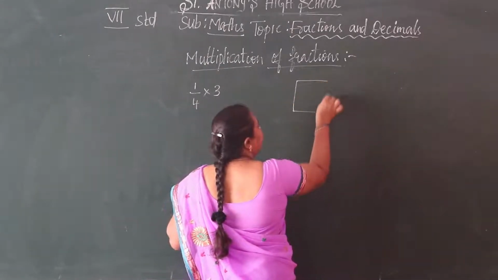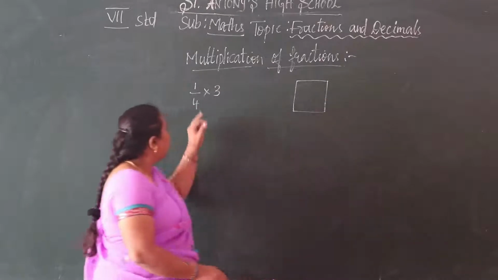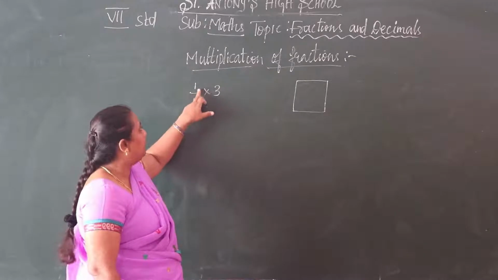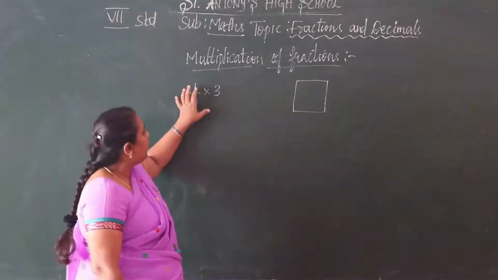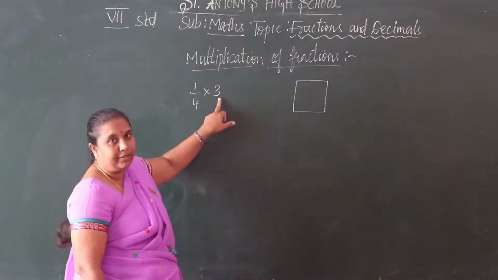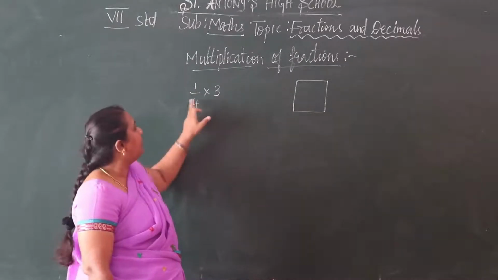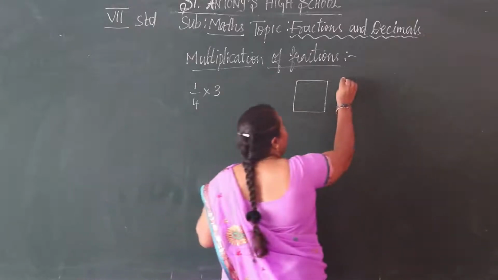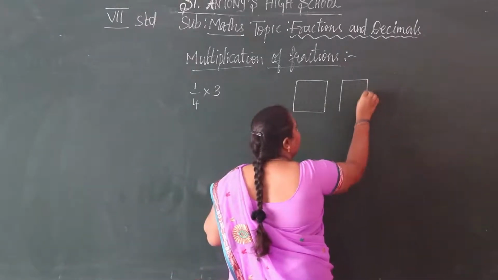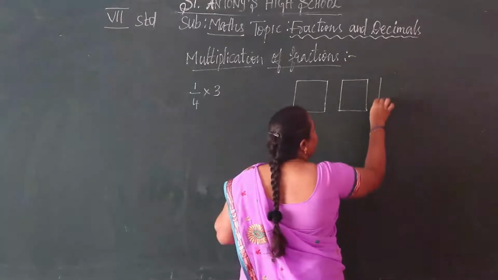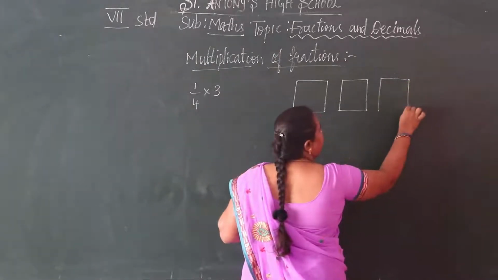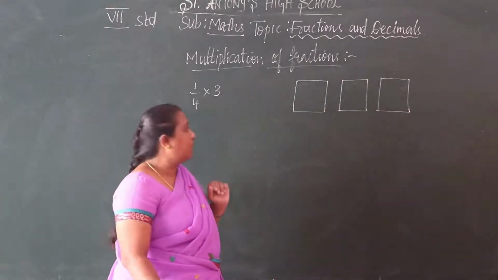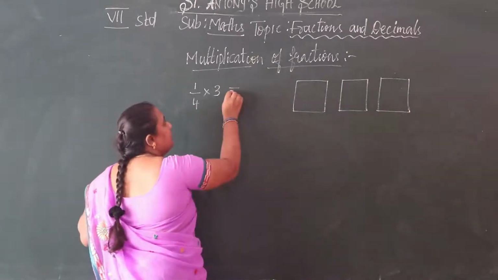So how many squares do we want? See, 1 by 4 is one picture. In 4 parts we have one shaded part. Like that we have 3 figures, 3 pictures. So 3 times we want to draw the squares. See, 1, 2 and 3. Okay, 3 times we have to draw the squares. Understood?